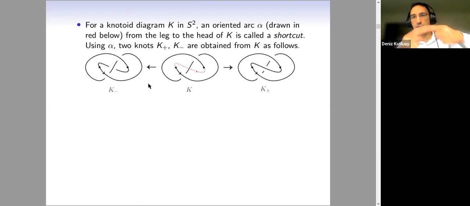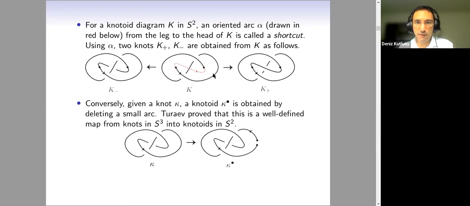So you can move it everywhere freely, and it will always be going under the knotoid diagram. Okay, so this is how we go from knotoids to knots. So you can ask the question, what about the other way?